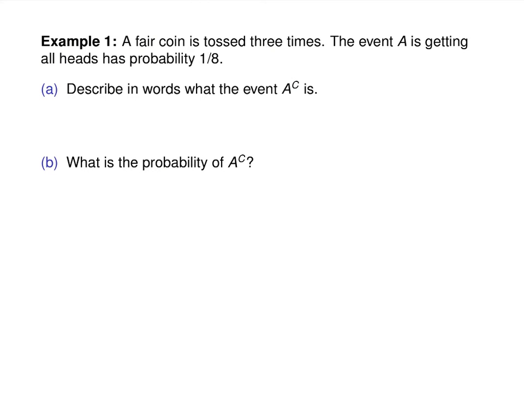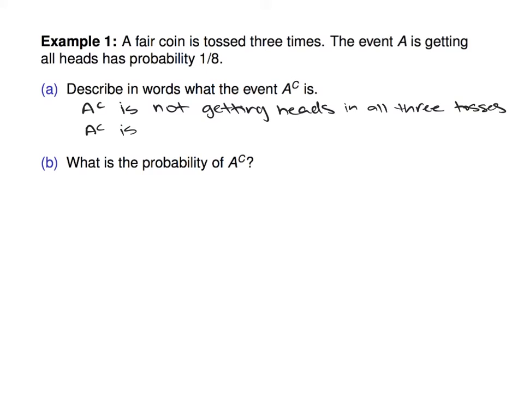A fair coin is tossed 3 times. The event A is getting all heads and has probability 1/8. Describe in words what the event A complement is. So A complement is not getting heads in all 3 tosses. Or a more clear way to explain this might be that A complement is having at least 1 coin come up tails.